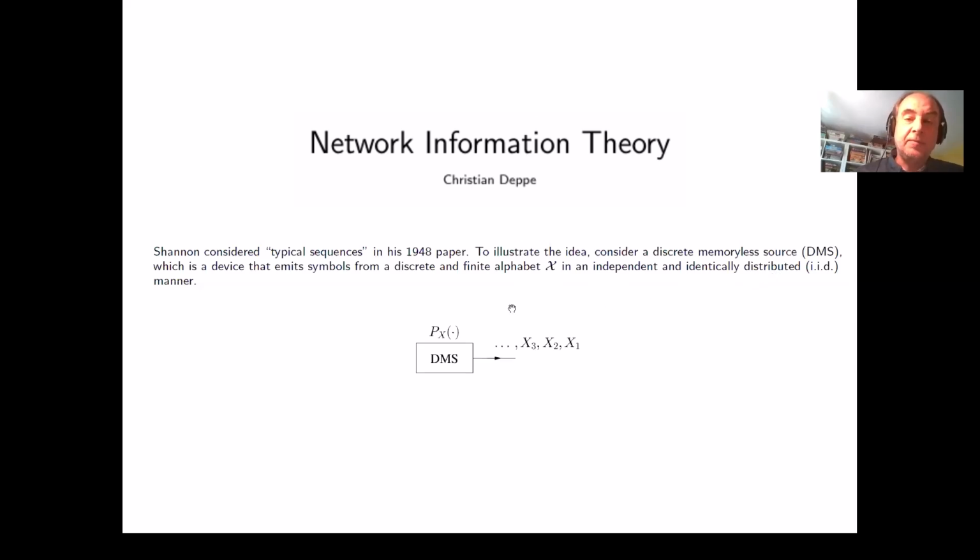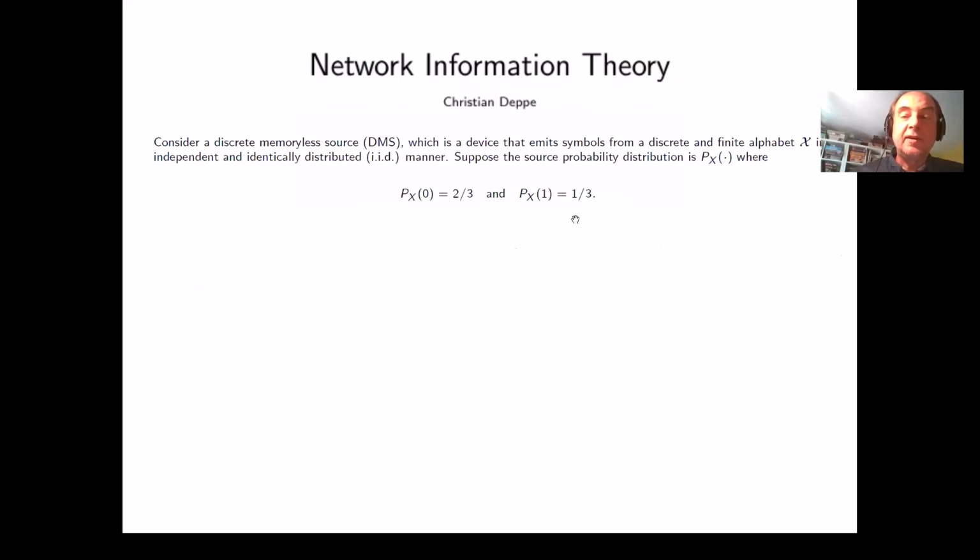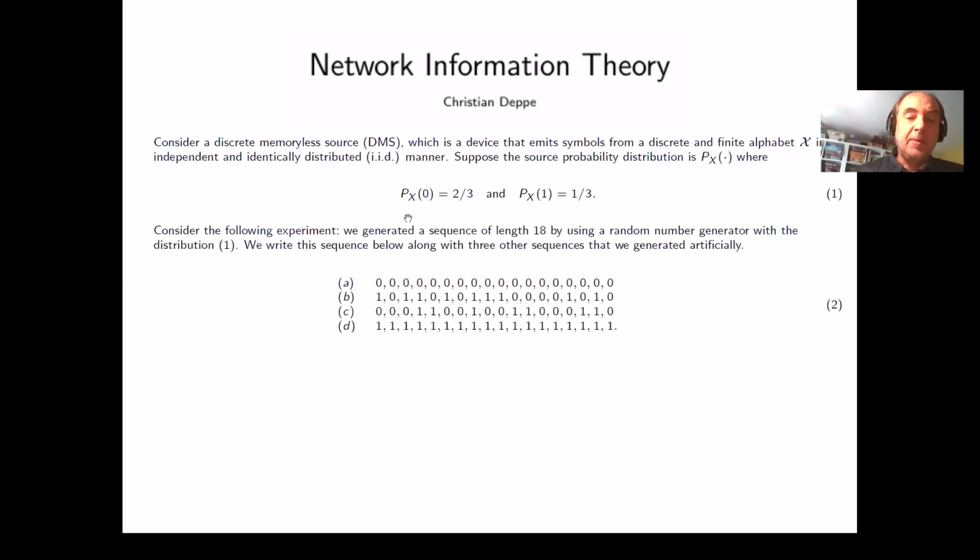Let's look at an example. So we look at a binary discrete memoryless source with probability for 0 of 2/3, and probability for 1 of 1/3. Now we make an experiment. We generate sequences of length 18 and we write the sequences below. So we have these 4 sequences, A, B, C, and D. A is the all 0 sequence, B is a mixture, C is a mixture, and D is the all 1 sequence.